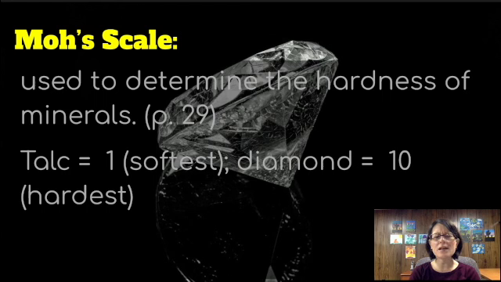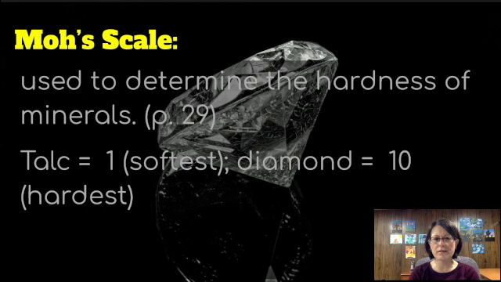And it uses common materials that you might have on hand to determine if those materials will scratch the mineral or if the mineral will scratch those materials. And so we will be using Mohs scale in lab to help us determine the hardness of some minerals.